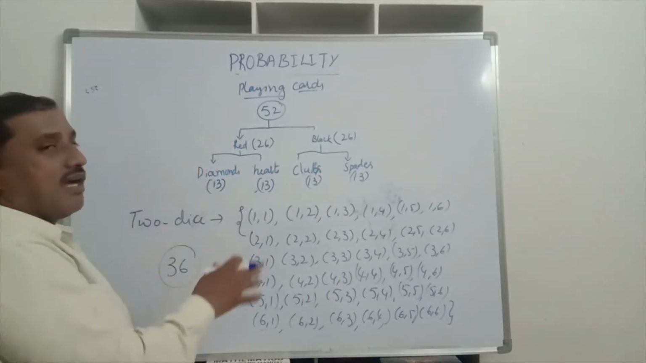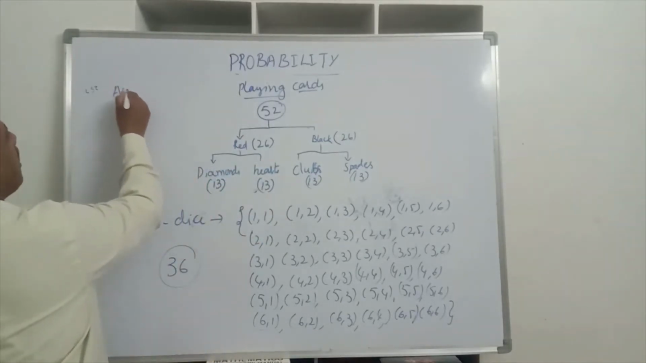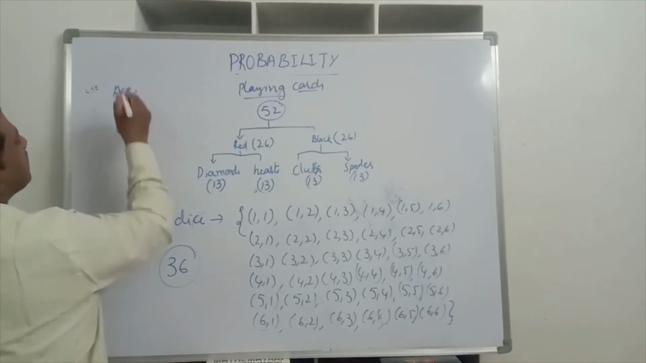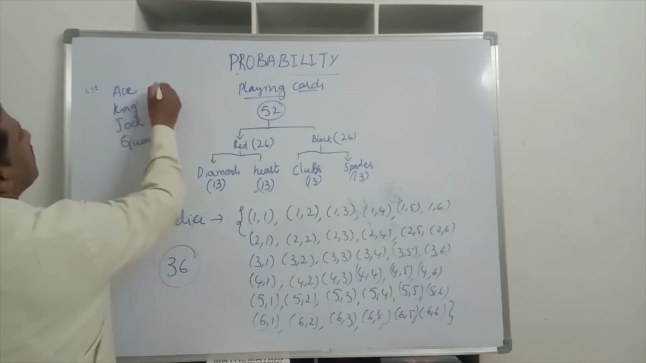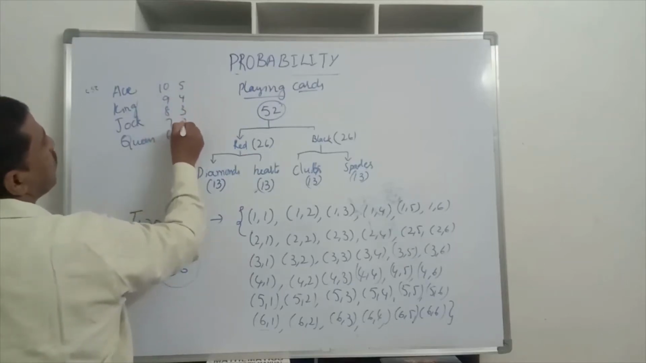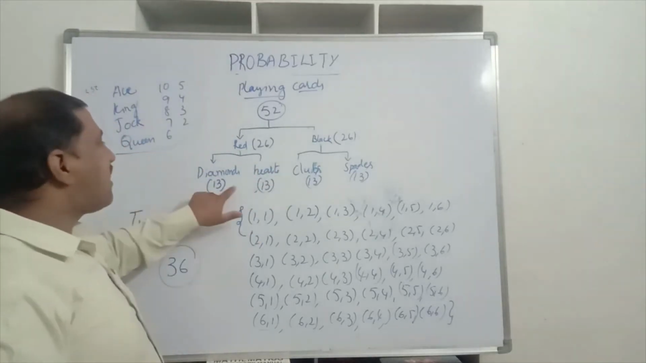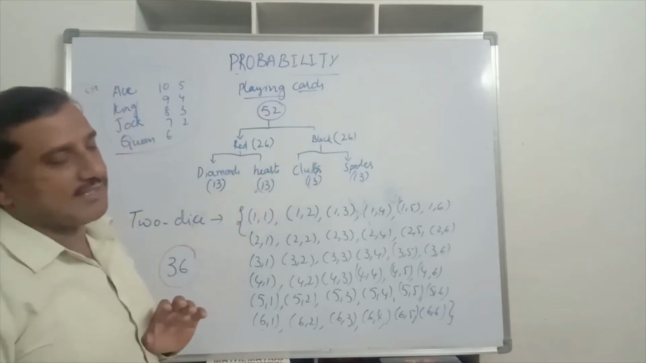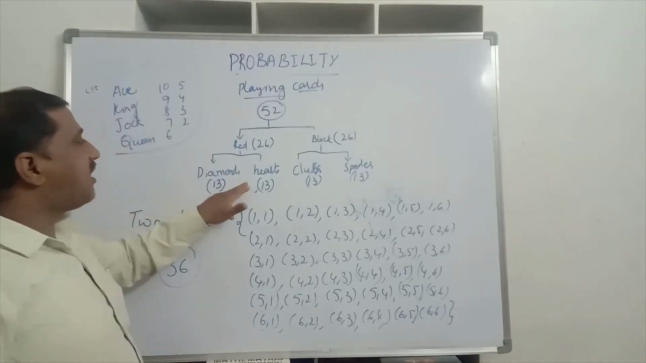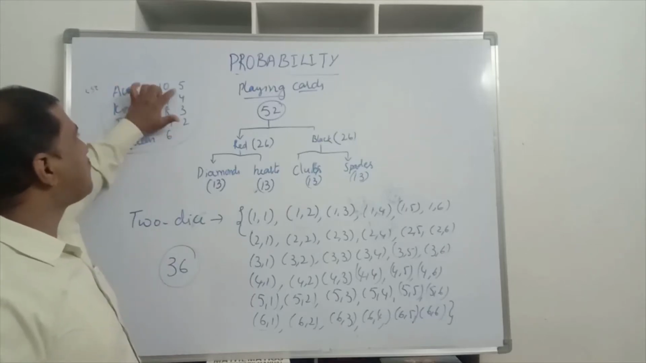Now in each set of diamonds, hearts, clubs or spades we have an ace, then king, jack, queen, and the numbers 10, 9, 8, 7, 6, 5, 4, 3, 2. These 13 cards are there for all four types of cards. So in diamonds we have one ace, one king, one jack and one queen. Similarly in hearts we have ace, king, jack and queen.